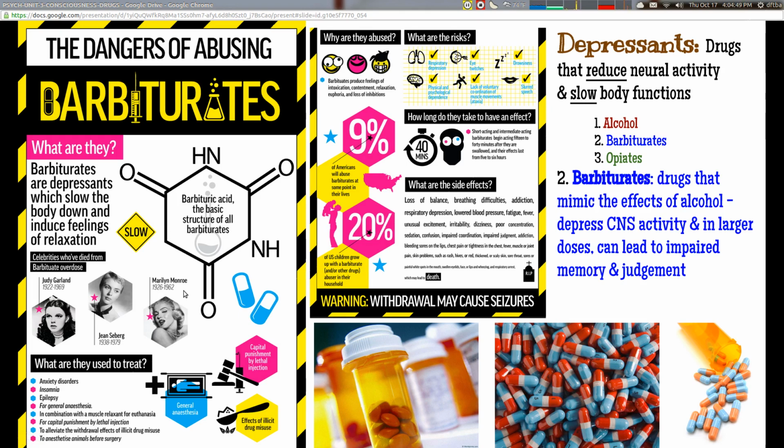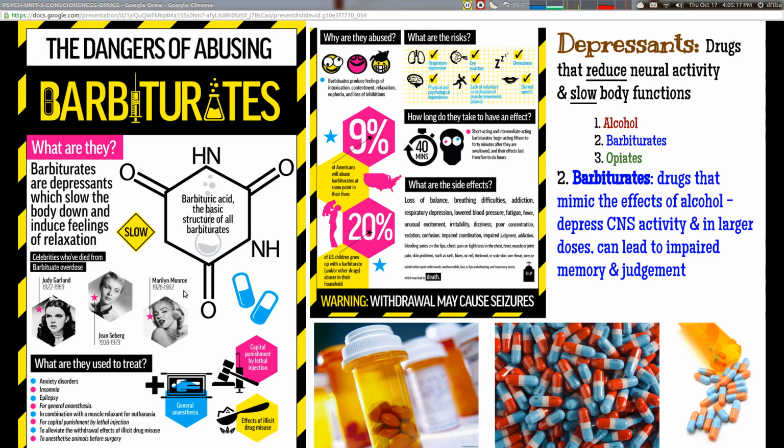What are they actually using barbiturates for? Sometimes for anxiety disorders, for insomnia, epilepsy, general anesthesia, because you'd be able to lower someone's central nervous system and make them unconscious, or at least below their conscious level. We've talked about consciousness before. It's hard to say unconscious, but for capital punishment, this is how they do it, sadly.